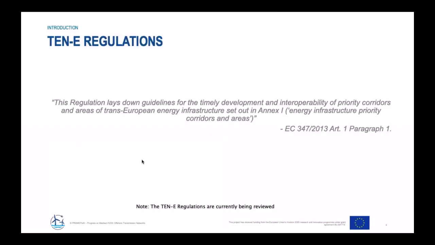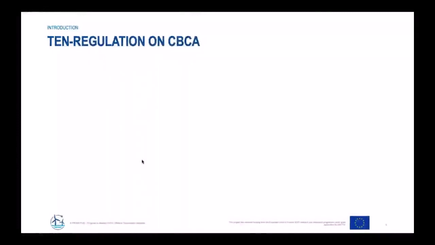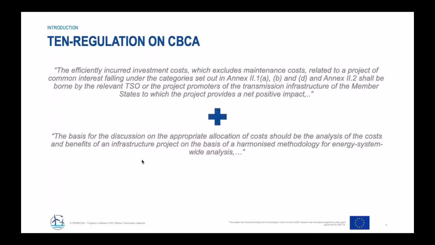The concept of cross-border cost allocation is included within the EU TEN-E regulations. These regulations lay down the guidelines for timely development and interoperability of priority corridors and areas of trans-European energy infrastructure. In the context of the CBCA, the TEN-E regulations speak about 2 important points. Firstly, the costs borne for developing the trans-European transmission infrastructure should be borne by the TSOs or the project promoters of the member states to which the project provides a net positive impact. Secondly, the sharing of this cost should be determined based on a cost-benefit analysis. Therefore, we can conclude that a beneficiary pays approach based on a CBCA has been indicated.